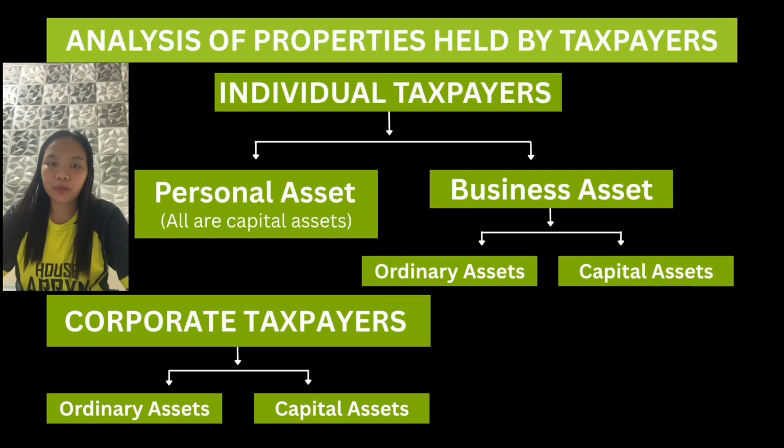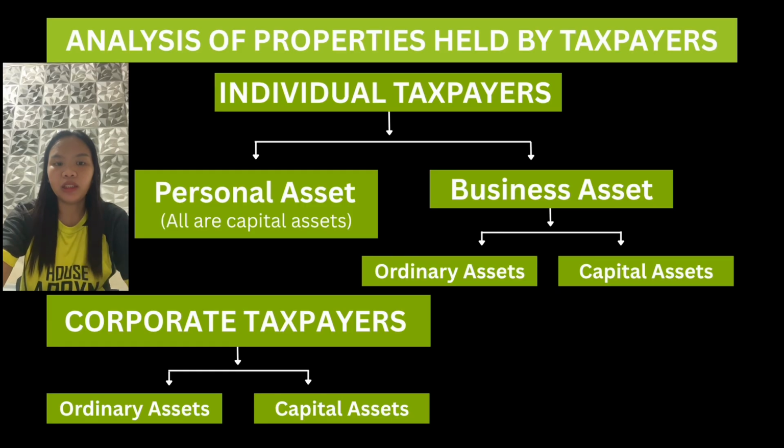So now, let's proceed to the analysis of properties held by taxpayers. This diagram illustrates the classification of properties held by taxpayers, differentiating between individual and corporate taxpayers. The key takeaway is that asset classification depends not only on the nature of the property itself, but also on how the taxpayer uses it in their business. Individual taxpayers: personal assets. All personal assets are considered capital assets. These are assets not used in a business context.